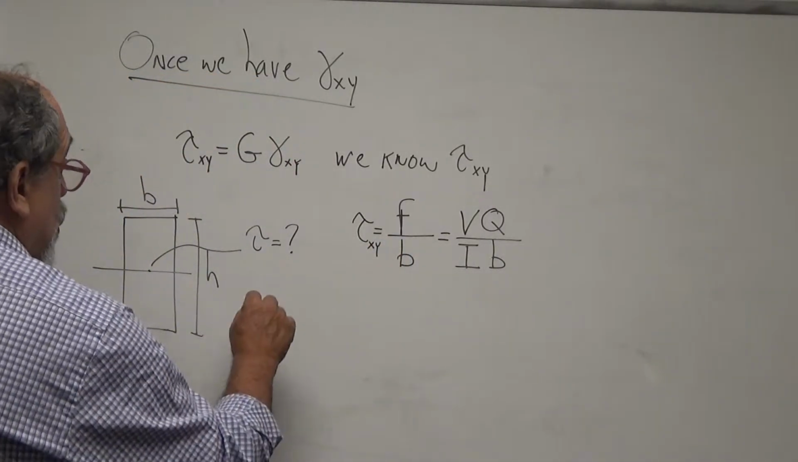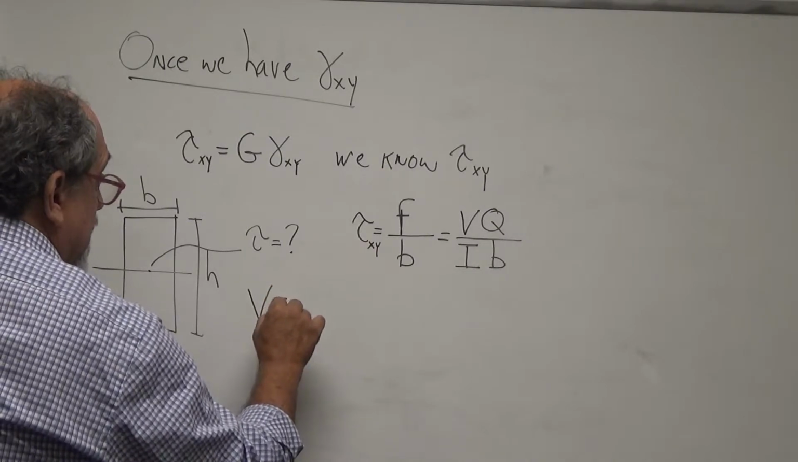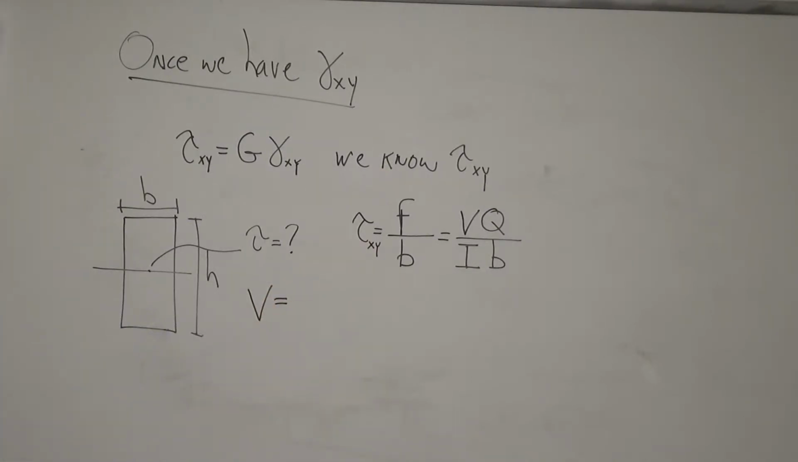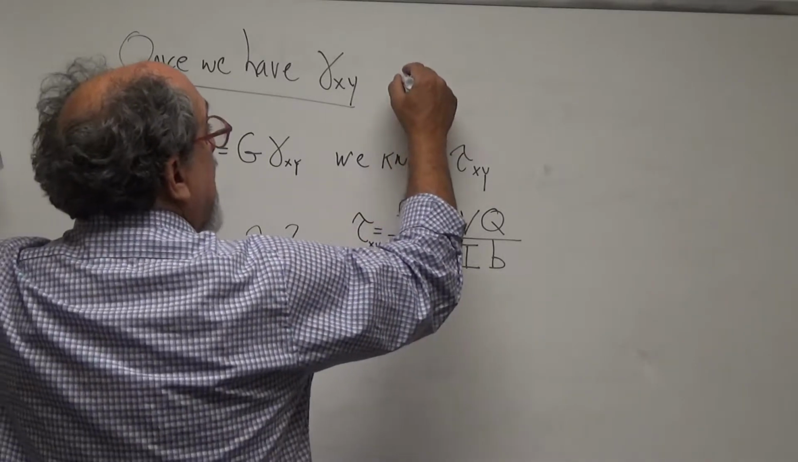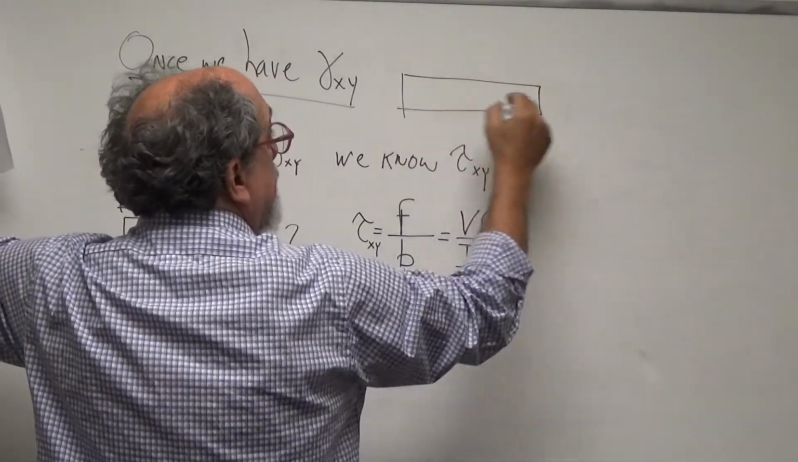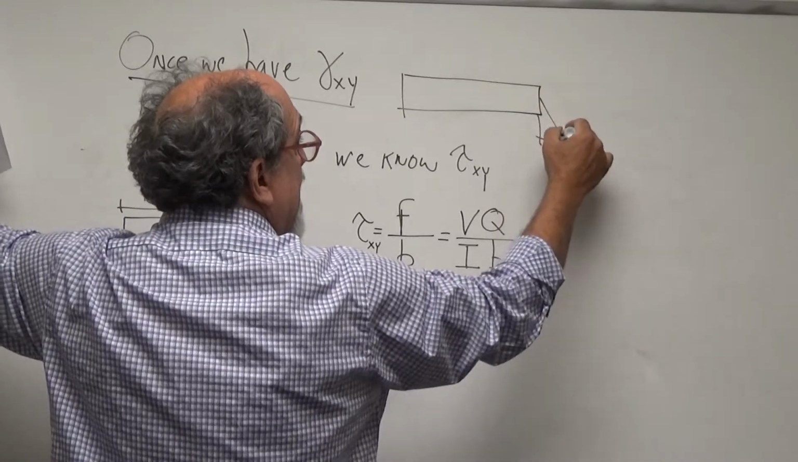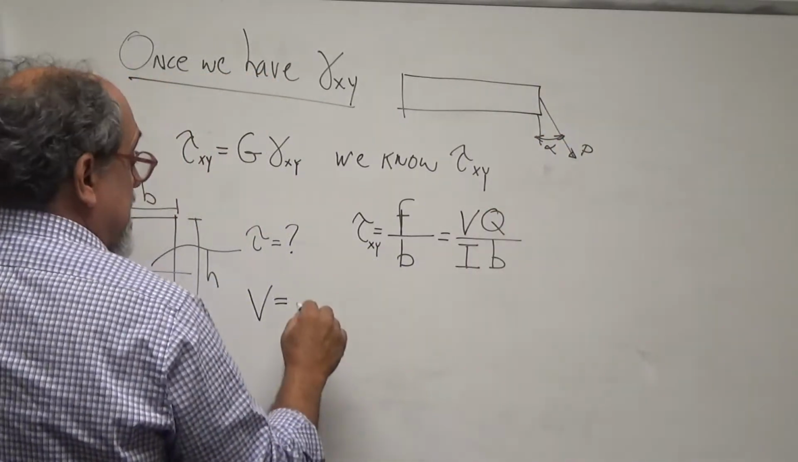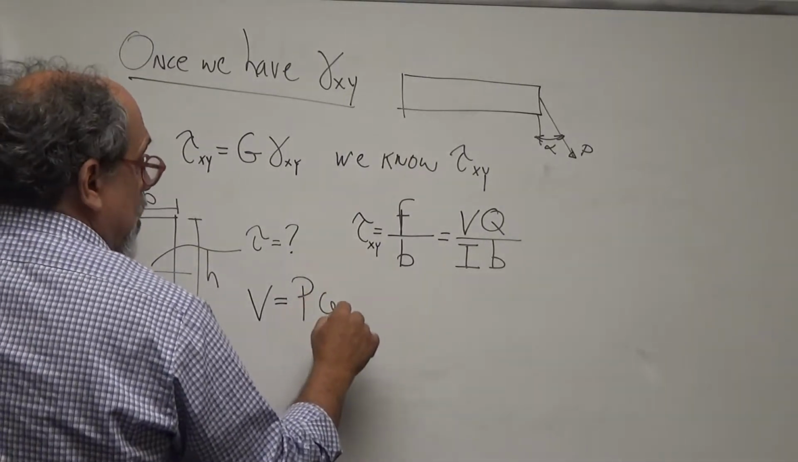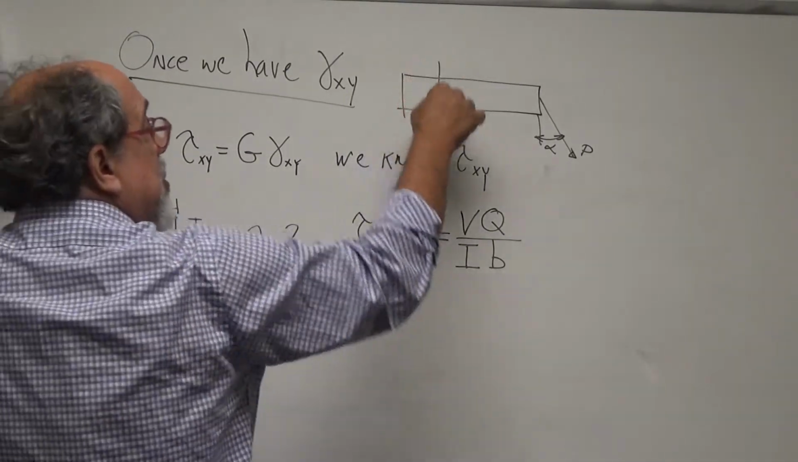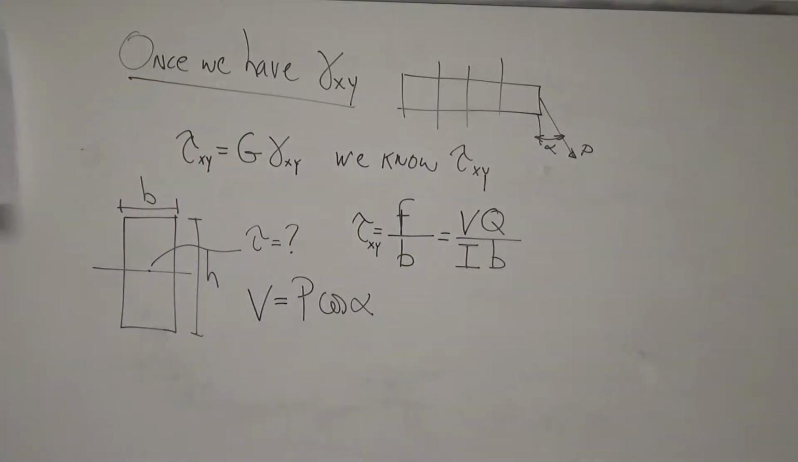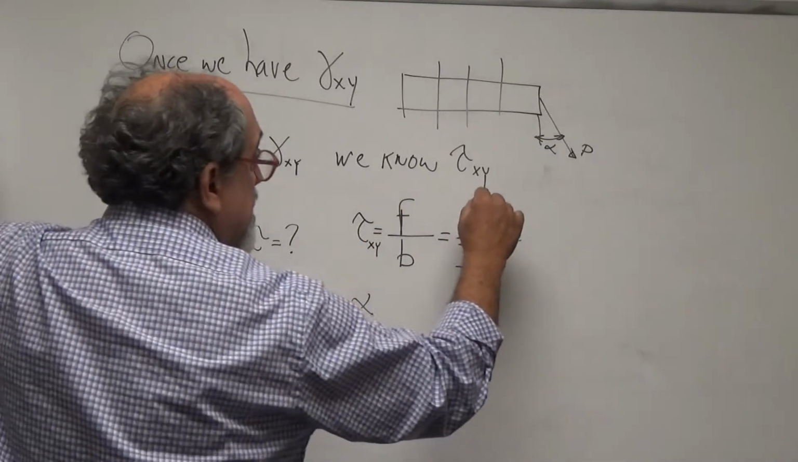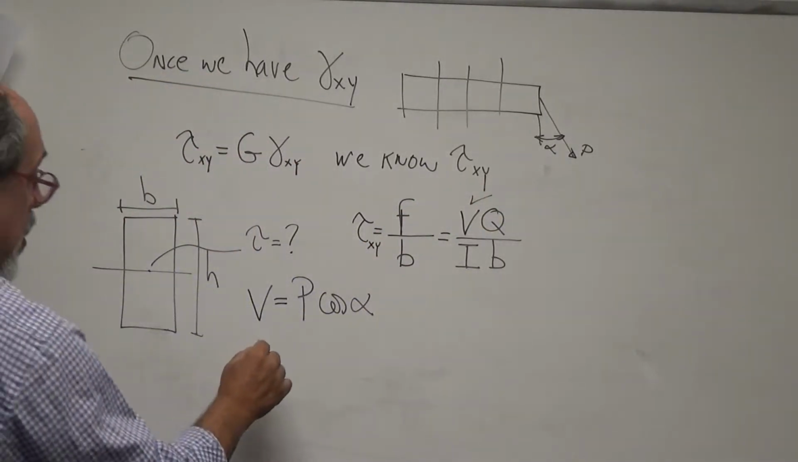Now, let's fill in the blank. For this problem, what is the shear at the cross section? Well, the beam was like this, right? And the load was like this, and this was alpha, and that's P. So it's clear that V is equal to P times the cosine of alpha, right? That's the shear anywhere from the shear diagram. So we've taken care of this. Now what is Q?